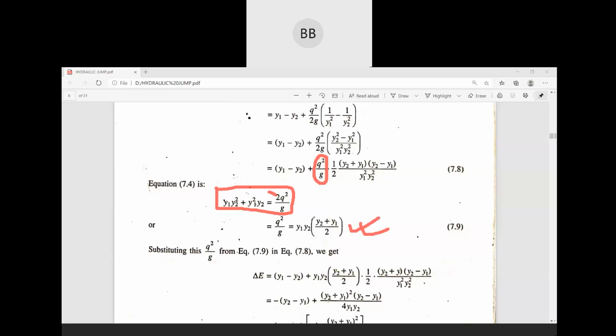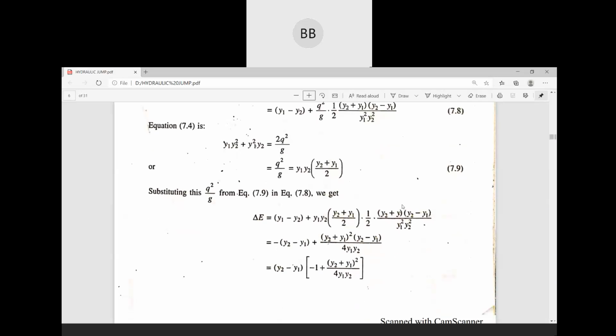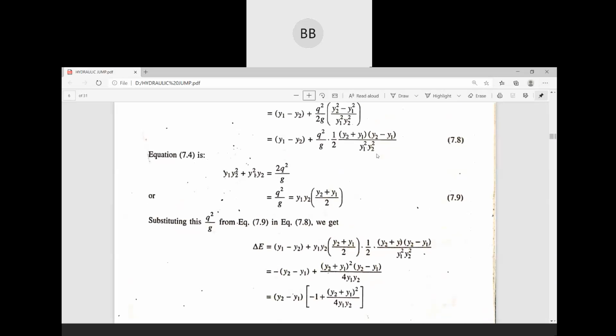Now we are substituting this equation here in this equation. Here del E is equal to (y1 minus y2) plus this equation. In place of q square by g, we are going to substitute y1 y2 (y2 plus y1) divided by 2. Multiplied by half is already there, then (y2 plus y1)(y2 minus y1) over y1 square y2 square. All the other terms will remain the same.